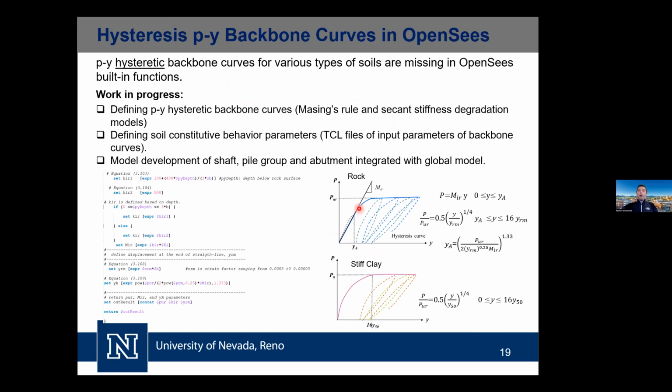Our current work involves developing the hysteresis behavior, and we've identified two models that potentially we will be using. One is the Masing rule model, as well as the secant stiffness degradation model. We are in the process of implementing these in our model, and once these are implemented, we will have a proper global model incorporating all the soil springs, the shafts and pile groups, and also the abutments, all integrated into one model.